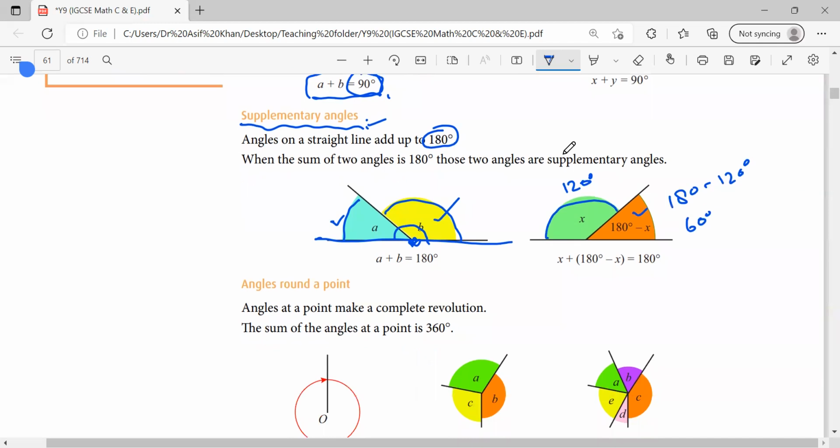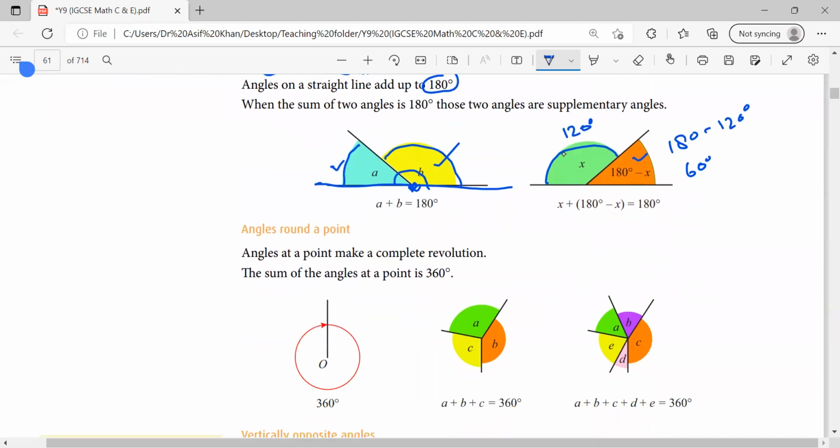Now, angles round a point. Angles at a point make a complete revolution. The sum of the angles at a point is 360 degrees. See, we discussed revolution yesterday. When one complete round, this line will take a complete round. So this will equal one complete revolution. And this complete revolution consists of 360 degrees.